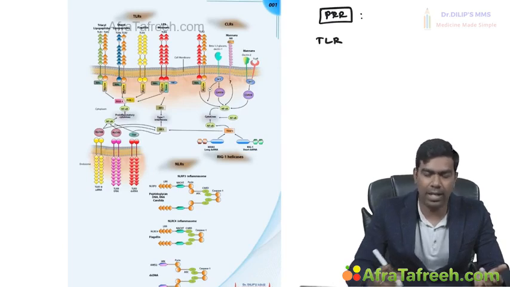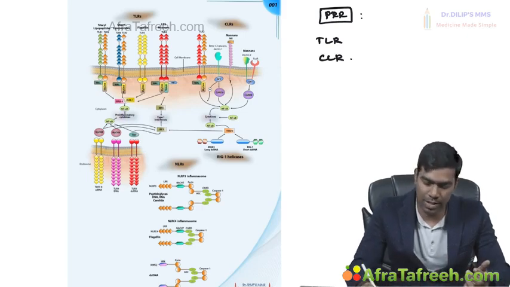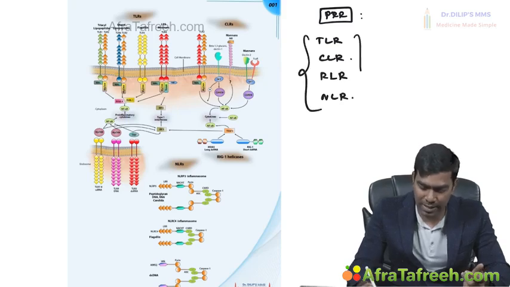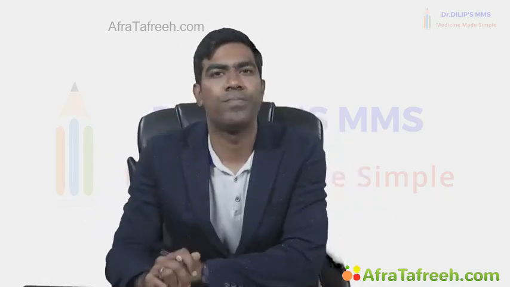One is called TLRs, that's called toll-like receptors. Then you have something called CLRs, that's called C-type lectin receptors. Then you have RLRs, that's called Rig-like receptors. And finally you have NLRs, that's called Nod-like receptors. These are the 4 basic pattern recognition receptors, which are really, really important for understanding.